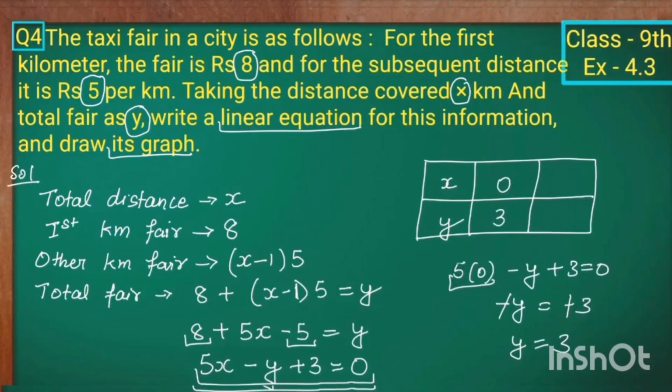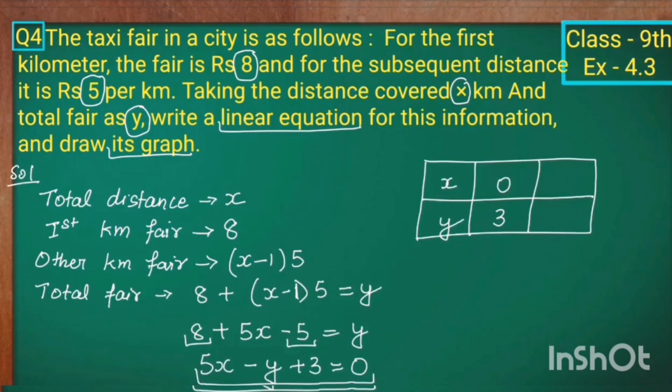Okay, let's find the second solution. So let me give 0 for y. So y equal to 0. Just substitute that y value as 0. So if you substitute y equal to 0 in the given equation, 5x minus 0 plus 3 equal to 0. Now see that 5x minus 0 plus 3 equal to 0. 5x plus 3 equal to 0.